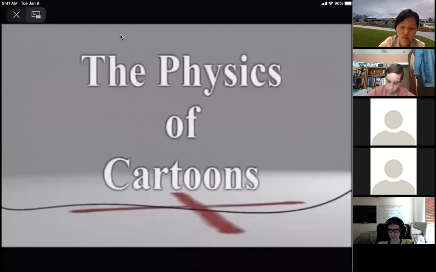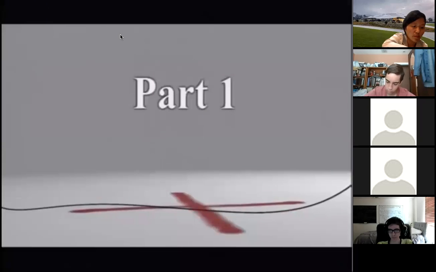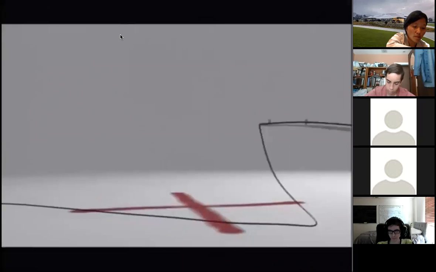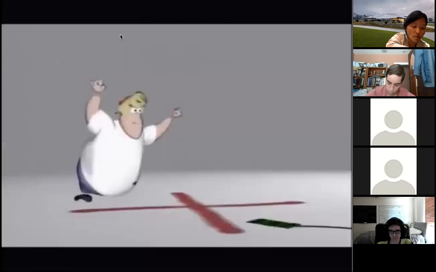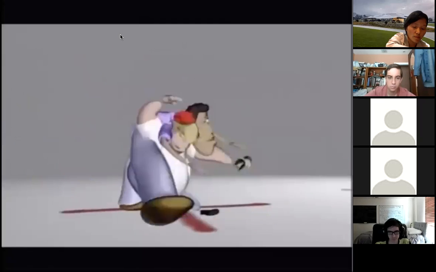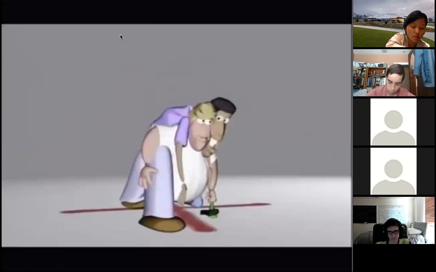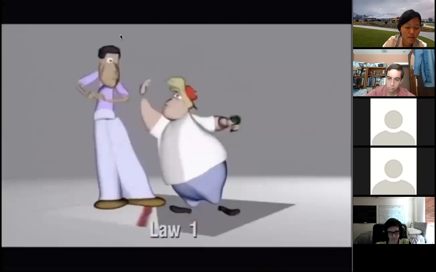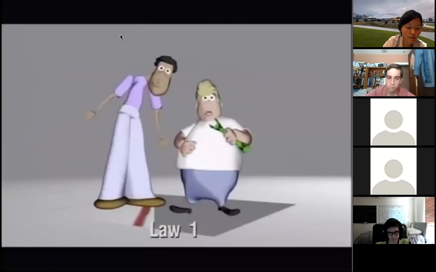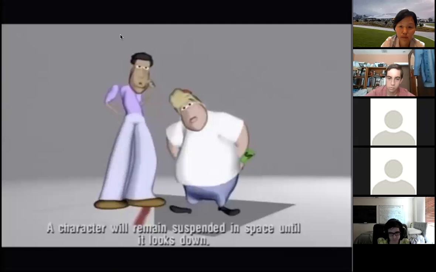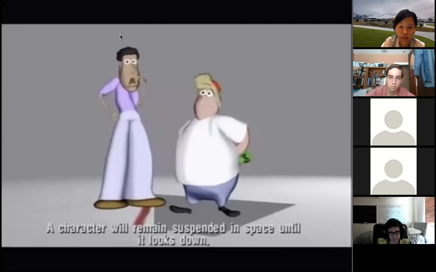Physics of Cartoons, Part 1. Law number 1. The character will remain suspended in space until it looks down.